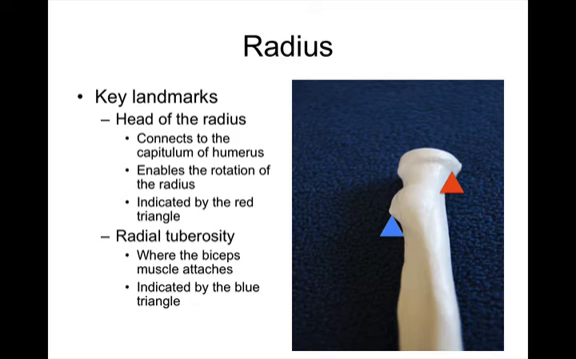And then the radial tuberosity is where the biceps muscle attaches. So the biceps muscle, you're probably already somewhat familiar with, is a flexor supinator. And it enables you to flex at your elbow and then also rotate your radius around your ulna. So this is the terminal attachment or the insertion site for the biceps brachii muscle.